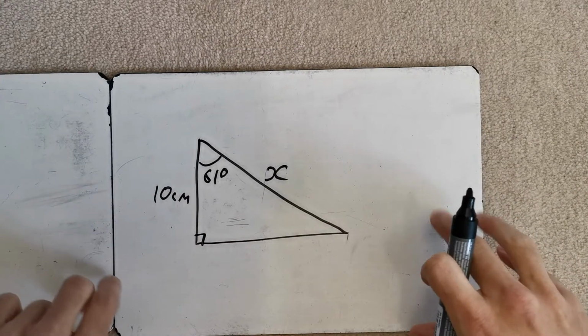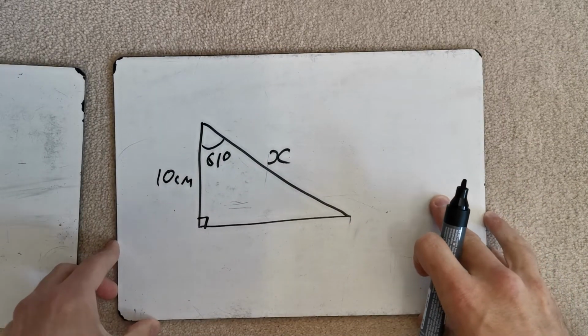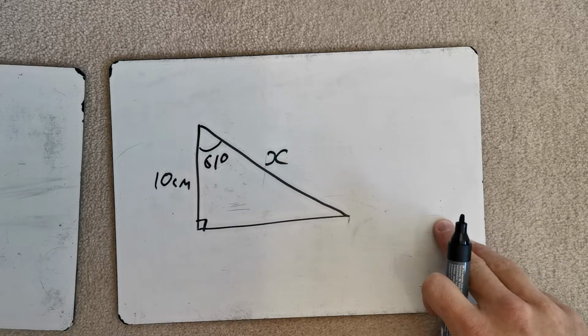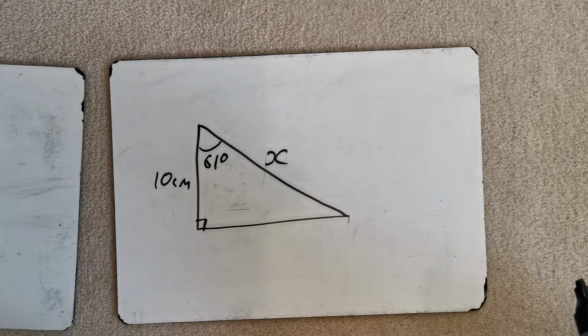Here we have the start of a trigonometry question. All I want to do right now is to label every side. Ignore what I just said. Okay, I'm going to label every side.